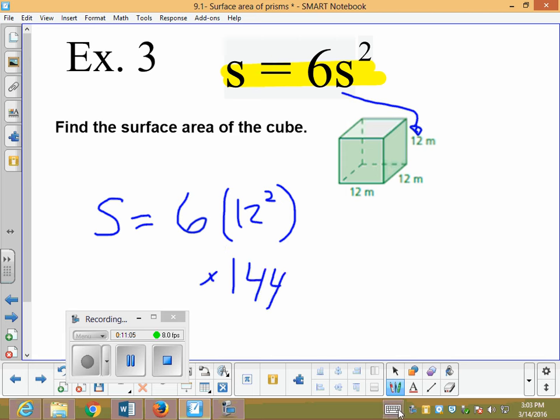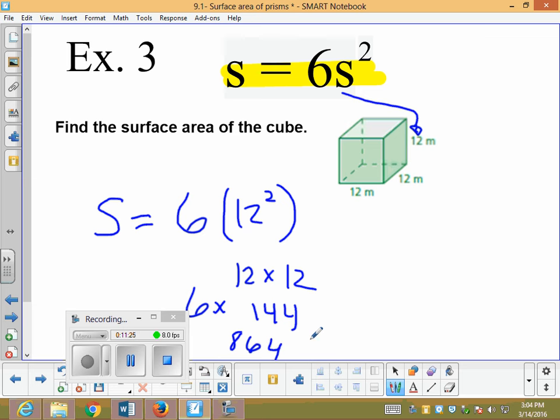Again, 12 squared, let me redo that for you. 12 squared is basically saying that we're going to do 12 times 12, which is 144, and then 144 times 6. What's 6 times 144? That will give you a total of 864. And this is going to be the surface area for a perfect cube, kind of like the Rubik's Cube that you see students play with sometimes. So there it is. And this is probably the easiest formula for today.